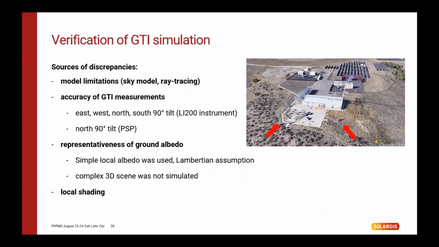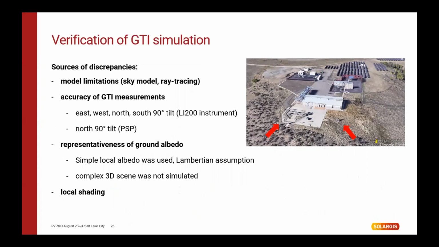But as I showed on the first slide describing the instrumentation, for east, west, north, and south, there were only lower accuracy instruments available. For north-facing, there was a PSP, but it is also known for lower accuracy for measurements with a low DNI component. So probably this is the main source of the problems we see in the simulation results, because the reference data we are using are of lower quality.